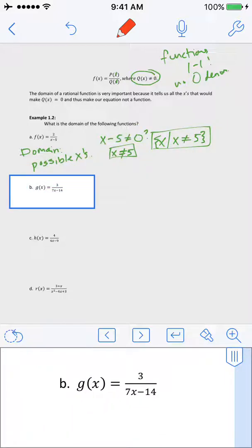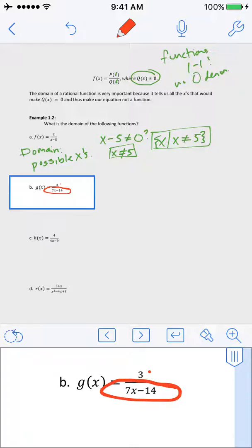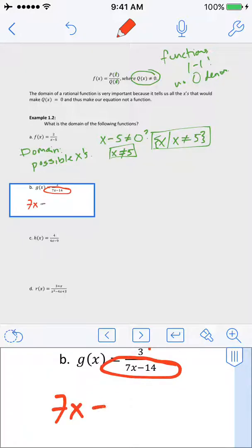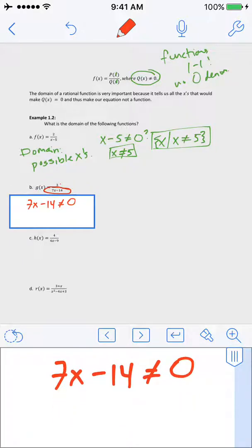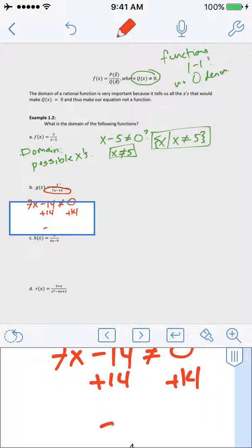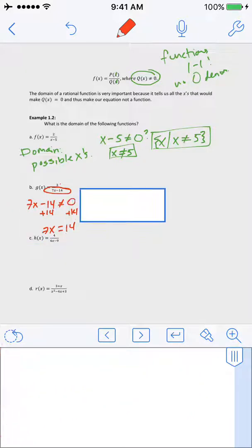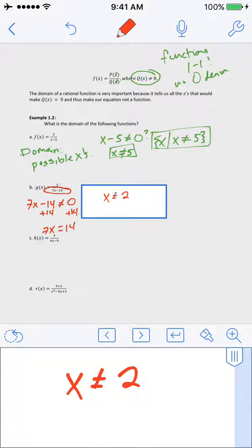Let's try that again with another problem. I've got g of x. Again, I've got a single number, an integer, over a polynomial that makes this a rational expression, right? A rational function. But there's some x that doesn't work here. What x is that supposed to be? Well, remember, the only problem is if the denominator is 0. So let's set this equal to 0 and see where our problem would lie. So I can add 14 to both sides, and I get 7x is equal to 14. Divide by 7, x cannot equal 2.